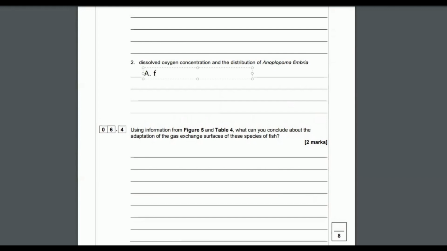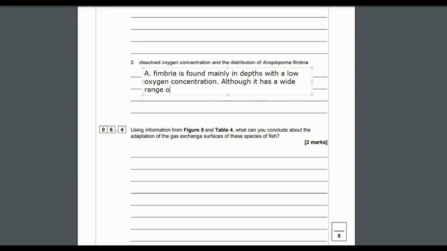So the dissolved oxygen concentration and the distribution of A. fimbria. What we find is that A. fimbria is found in a variety of different oxygen concentrations. I'd say from medium to low. So it's not found in any of the very high oxygen concentrations. So that would give you a mark if you said A. fimbria is not found in depths of water with very high oxygen concentrations. We didn't see it at like 200 meters where the oxygen concentration's high. We found it mainly in a range of low oxygen concentrations, but it was found over a range of oxygen concentrations, so we can see.